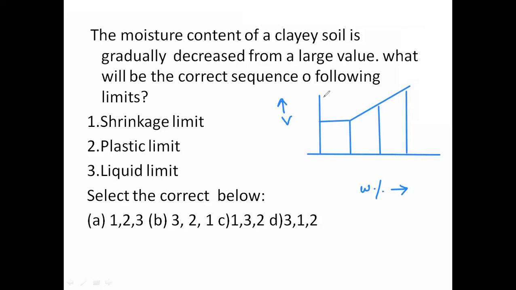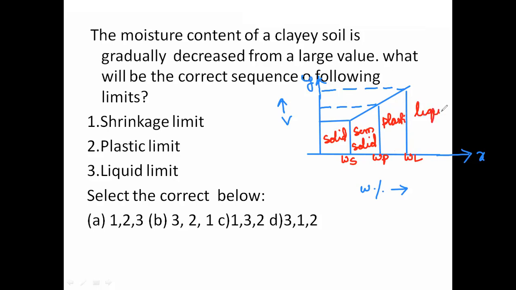From this graph, this is the y-axis in terms of volume V, and this is the x-axis in terms of water content. These water contents we call the shrinkage limit, plastic limit, and liquid limit. This stage we call the solid state, this is the semi-solid, this is the plastic state, and this is the liquid state.